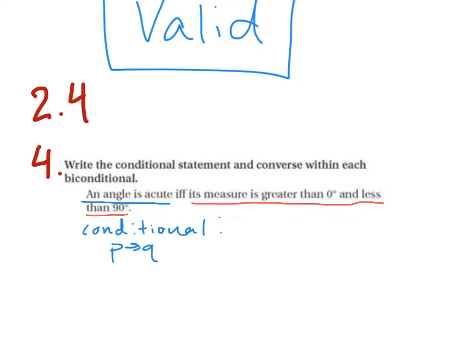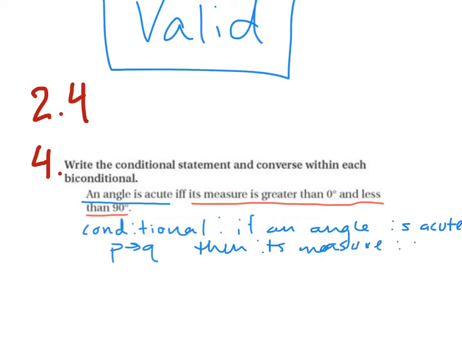So we would have to write: if an angle is acute, then its measure is greater than 0 and less than 90.